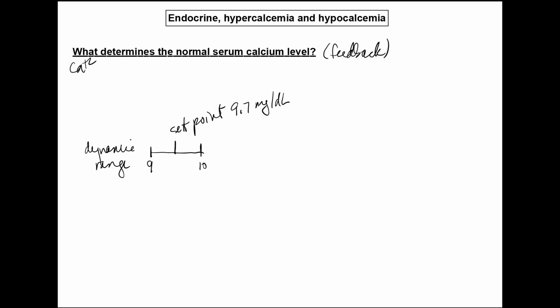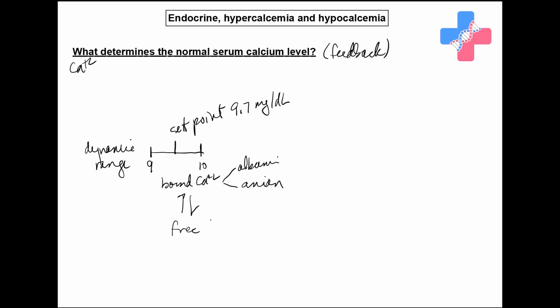Note that this is bound calcium. Calcium is 40% bound to albumin and also bound to anions, so that the active portion is the free portion, which is only about 40% of the serum calcium measured. This is mostly determined by the pH level of the blood, so that in measuring total calcium, one has to pay attention to what the serum albumin level is.